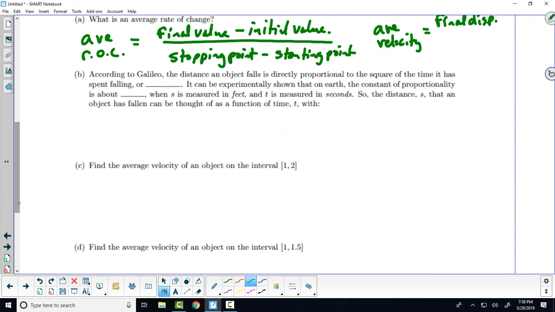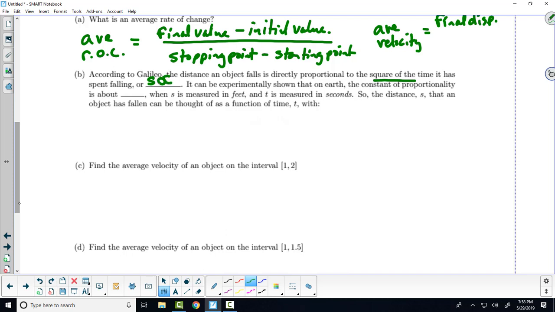So let's keep going. According to Galileo, I assume he did this, the distance an object falls is directly proportional to the what? To the square of the time it has been falling. This only applies for objects falling a small distance in a fixed gravity environment. So what did we say here? We would say that the distance that the object falls is directly proportional to.